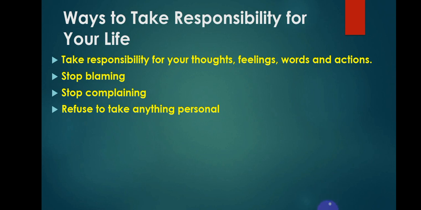So one example of this is refusing to take anything personal. If you have a meeting for your group and someone disagrees with your plan, you have to refuse to take it personally. You can easily get mad about it because you take the disagreement of one of your partners or group mates personally. So that is one example of taking things personally. So one way to take responsibility is to refuse to take anything personal.